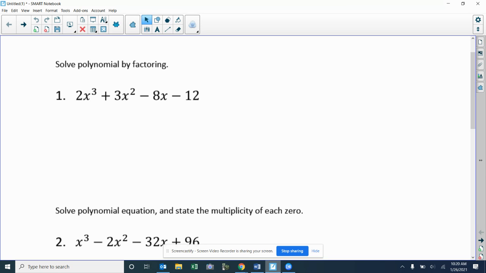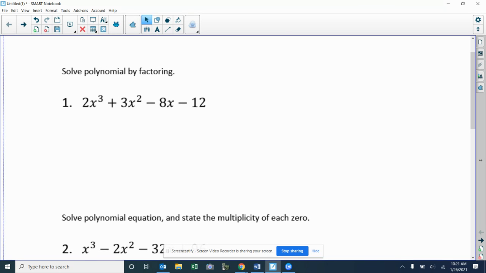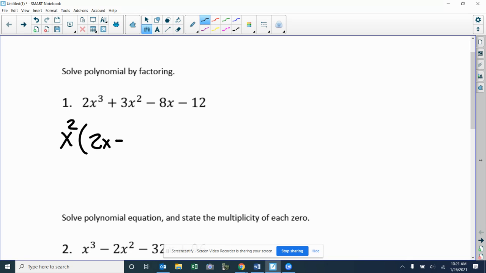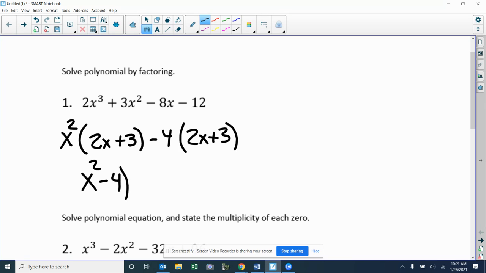Does that make sense, everybody? But I'm gonna do it by grouping because it does work that way. It's a little easier. We take out x squared, and we're gonna be left with 2x plus 3. Here we can take out -4, and we're gonna be left with 2x plus 3 also. So we're gonna rewrite this as x squared minus 4 and 2x plus 3. Remember, equal, equal.